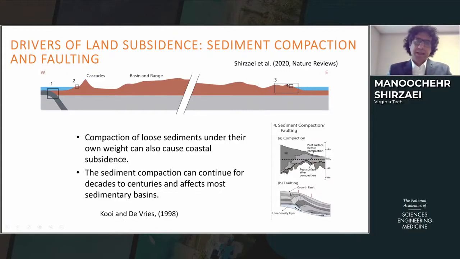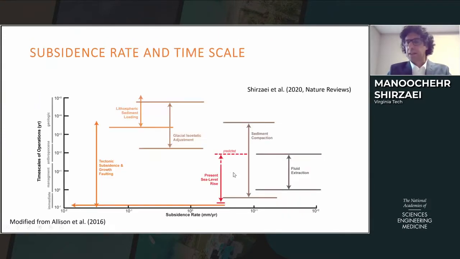In this slide, I summarize the rate and the time scale of the operation of these processes. In the middle here, we have the contemporary rate of the sea level rise and its projections. To put everything in context for you, sea level rise at the moment is about 3.3 millimeter per year, and it's projected that it would increase up to 10 if we don't do anything about global warming and the melting of the ice sheets.